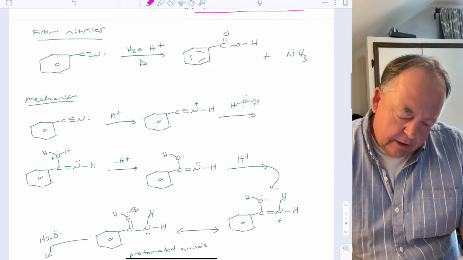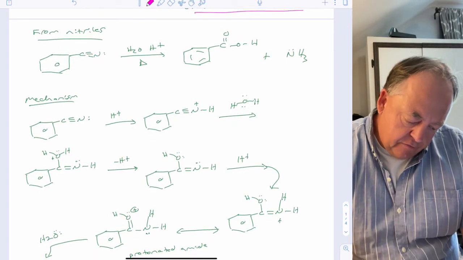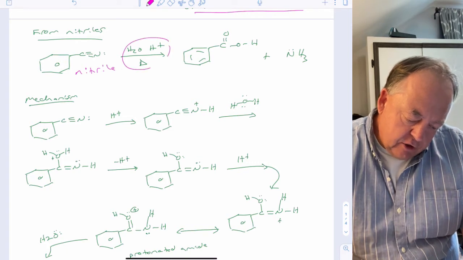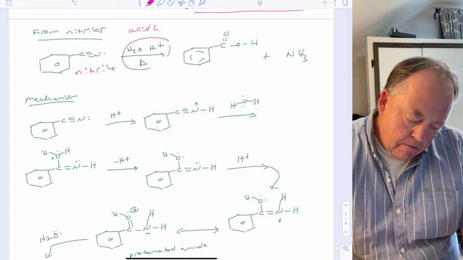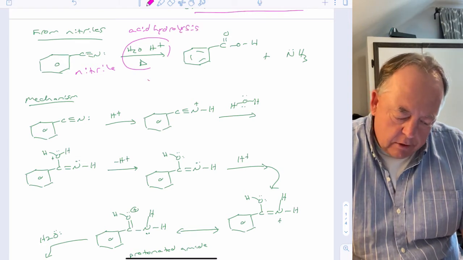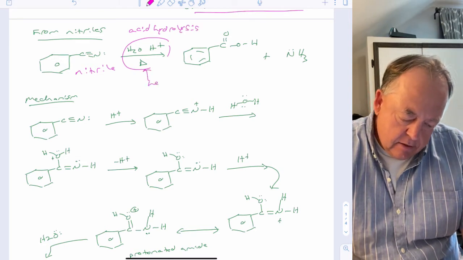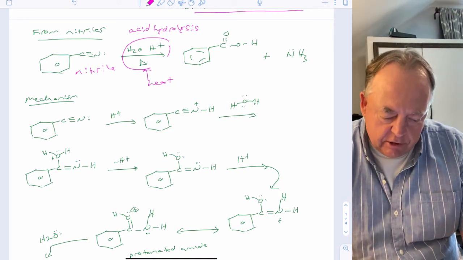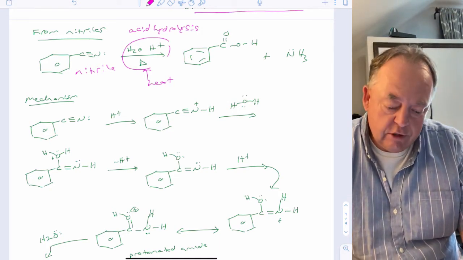Okay, so you can also make them from nitriles. So if you take a nitrile and do acid hydrolysis, so you react it with acid and water, and you typically have to heat it, because nitriles are fairly non-reactive. If you want to make them react, you have to go to a little bit more brutal conditions.